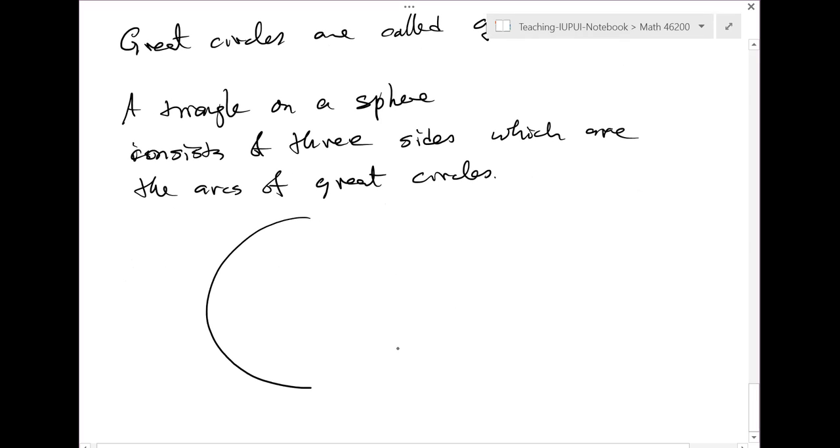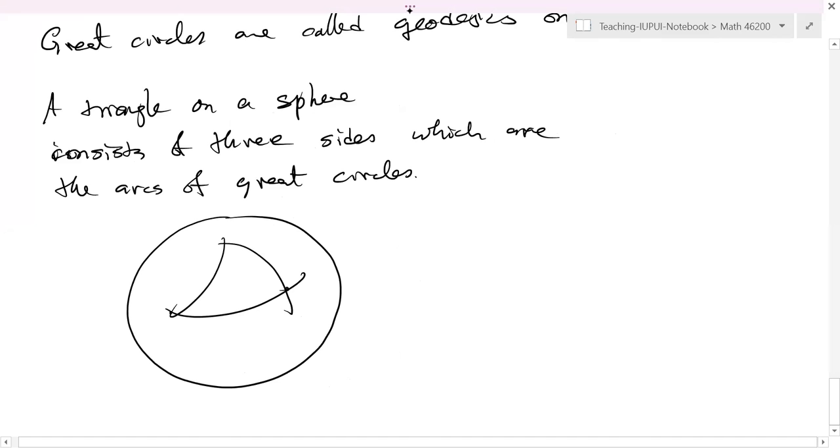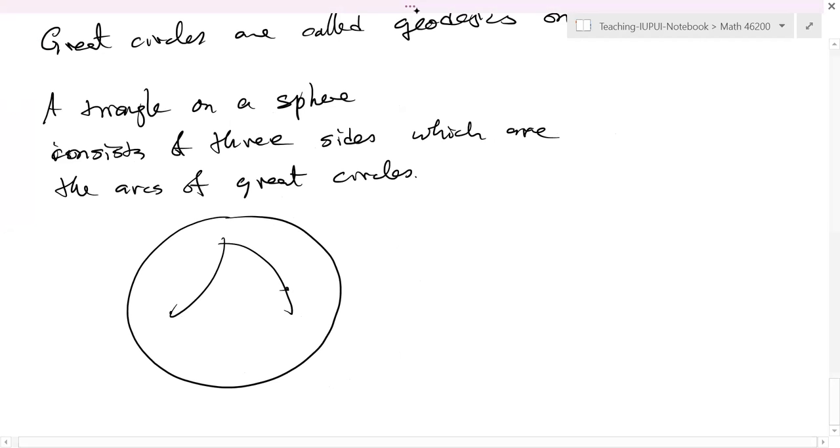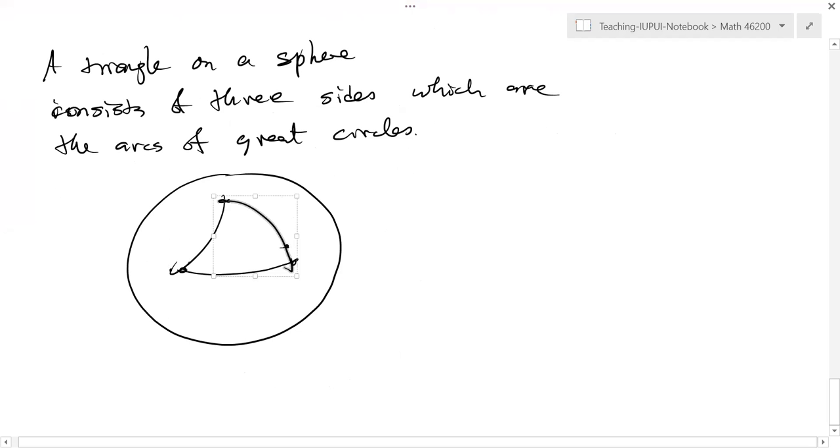So you have a sphere. Because if each of them is a square circle, then this is called a triangle, okay? So let's draw the square circle. On the equator, it looks like that. This is a triangle on the Earth.